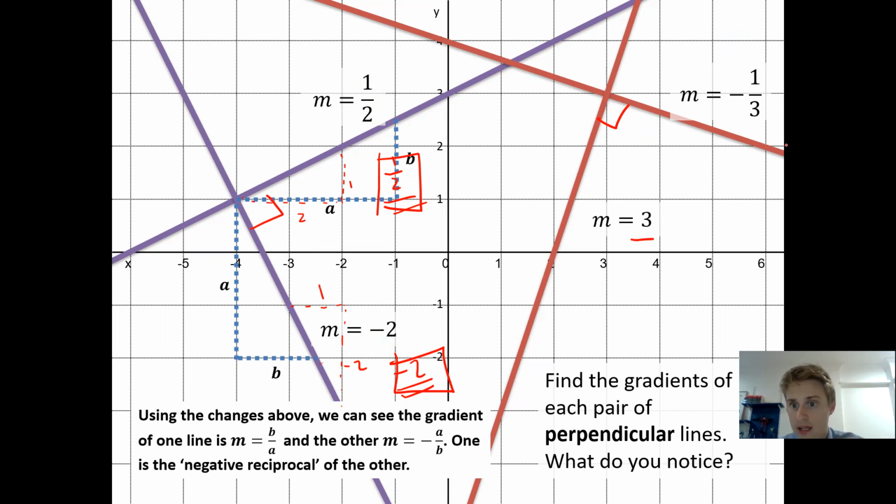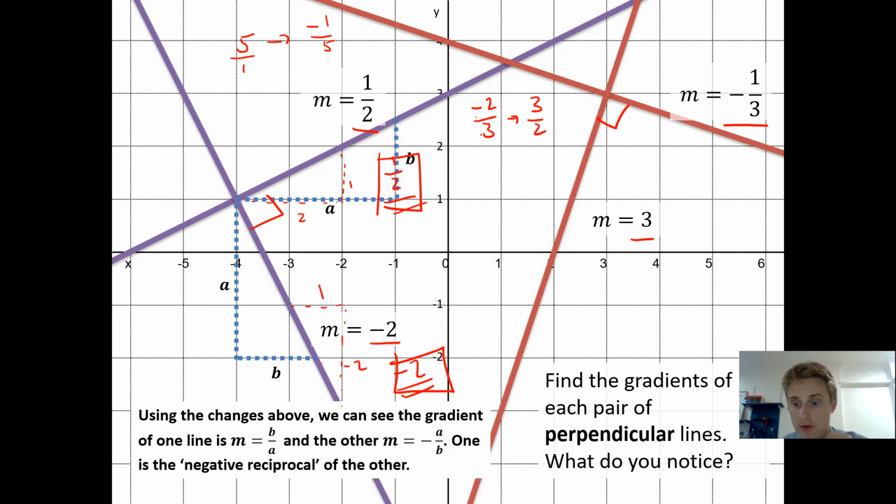So when you have perpendicular lines, that means when they're at right angles to each other, this relationship will be true. So 3 goes with minus 1 over 3. Minus 2 goes with 1 over 2. Show you some more examples. 5 goes with minus a fifth, because 5 is actually 5 over 1. Minus 2 over 3 goes to 3 over 2.